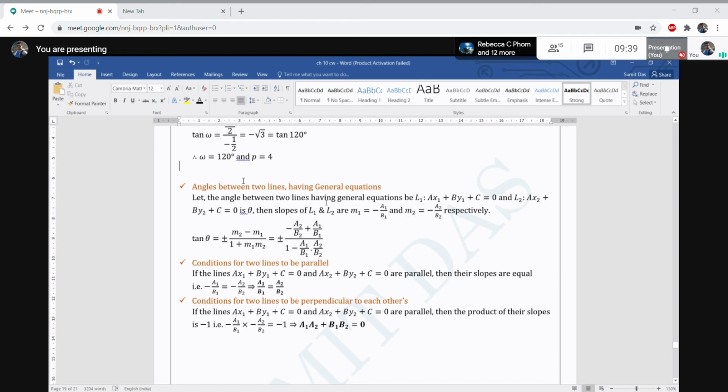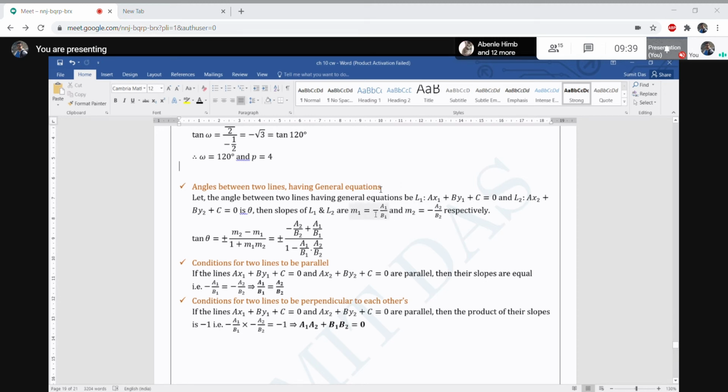do, look: let the angle between two lines having general equation a1x plus b1y plus c1 equal to 0, a2x plus b2y plus c2 equal to 0. I name the two lines L1 and L2. The angle between L1 and L2 is theta. Then what is the slope of L1? Line 1, it will be minus a by b.